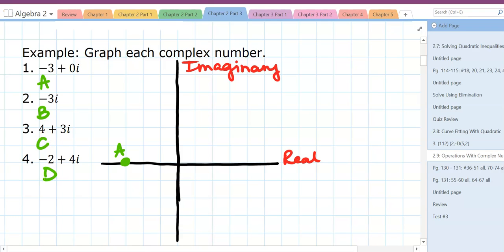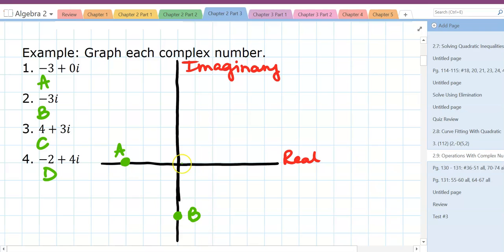Now 2 just has the imaginary part, no real part. It says -3i. So instead of going left or right, we stay at 0, 0, and then we just go, for this case, it's -3, so we're going to go down 3, and that one also is going to be on the axis there. We're going to call that point B.